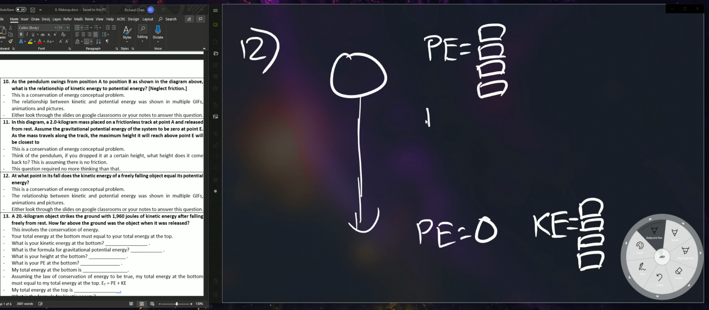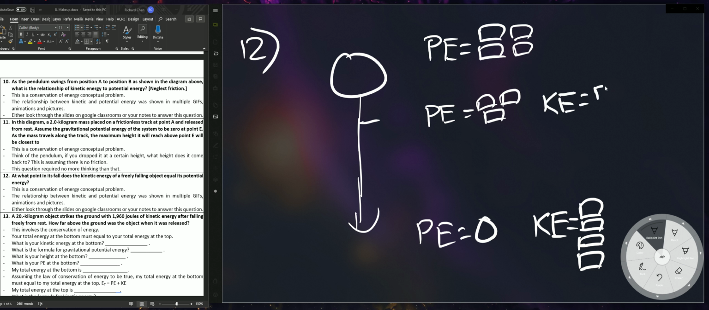Well, let's think about it. Let's actually redraw this. And my potential energy at this point in time is maybe, let's say, that. Well, where did the energy go? Well, it went to kinetic energy because it's moving. It's on its way down. It's moving, so it has kinetic energy.